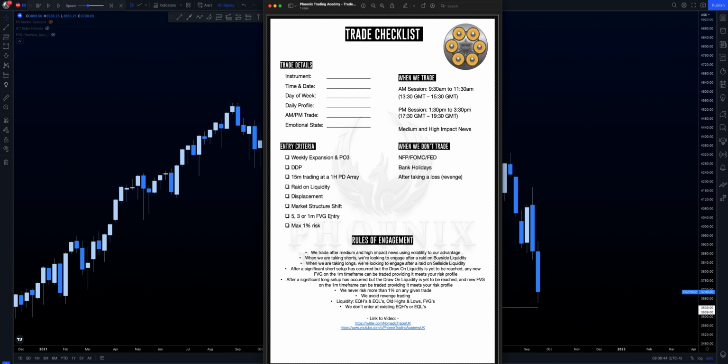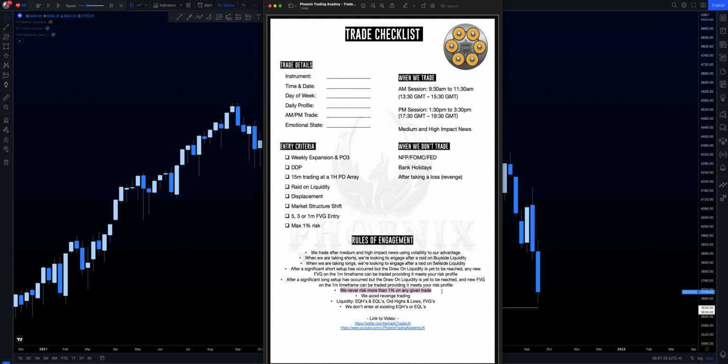So rules of engagement: we trade after high and medium impact news, and we use the volatility to our advantage. When we are taking short trades, we are looking to engage the market only after a buy side liquidity raid has occurred. And that's the opposite when we're taking longs. After a significant short setup has occurred, but the draw on liquidity is yet to be reached, any new fair value gap on the 1 minute time frame can be traded, providing that it meets your risk profile. And the risk profile for me is 2 to 1. After a significant long setup has occurred, we can do the same, but in reverse.